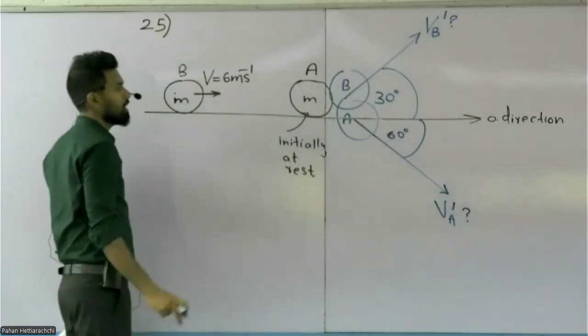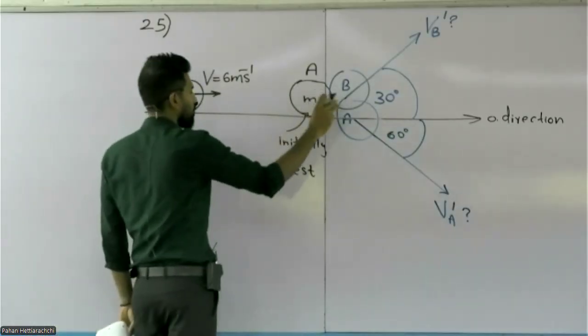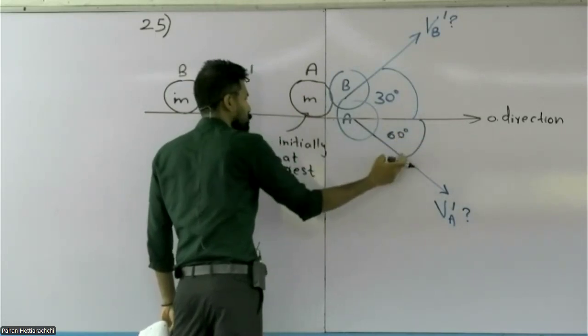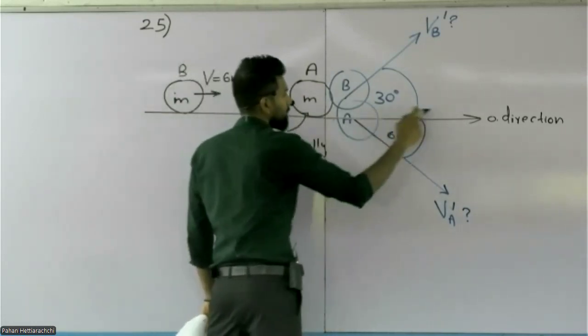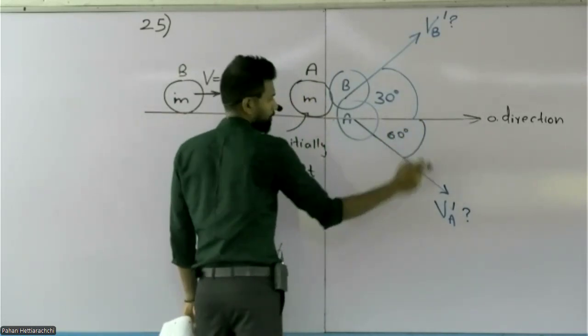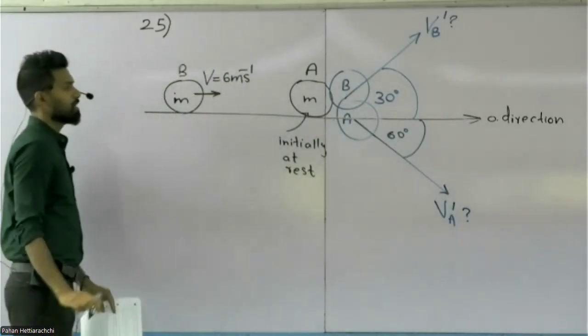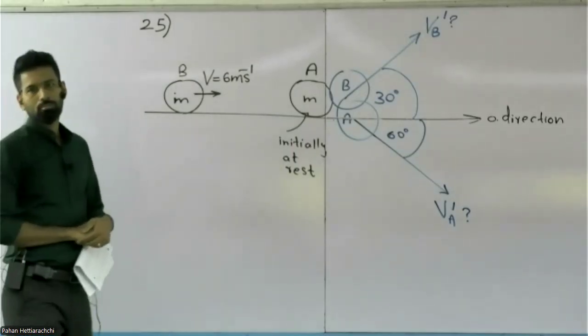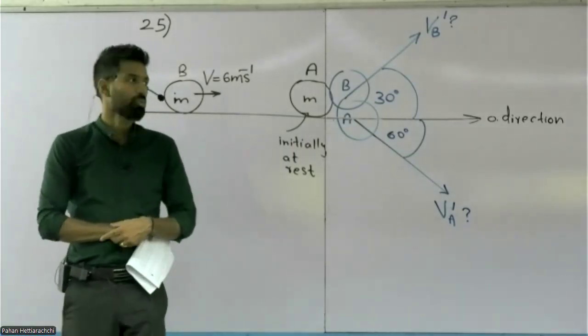And what has happened to ball A? After the collision, ball A has moved in a direction creating an angle of 60° with respect to the initial direction of ball B. So you are asked to find these two new velocities. So these are the questions.